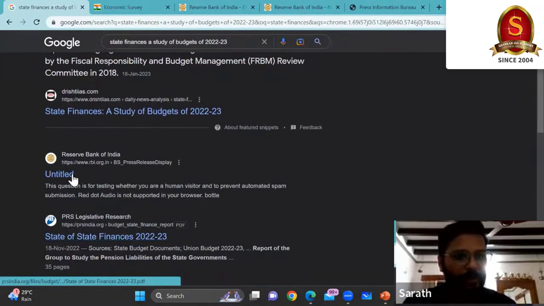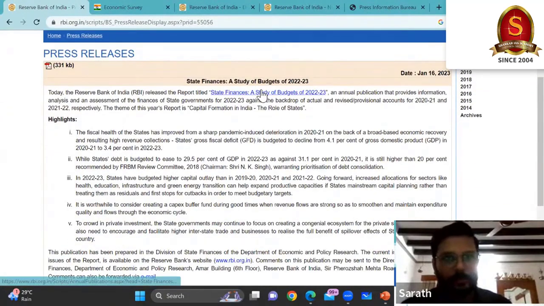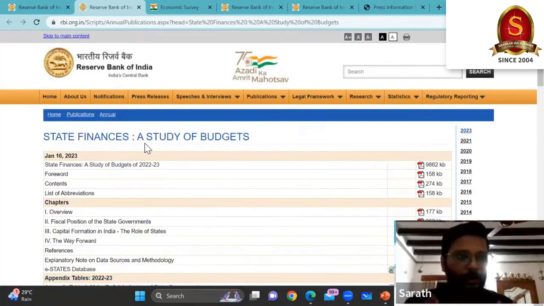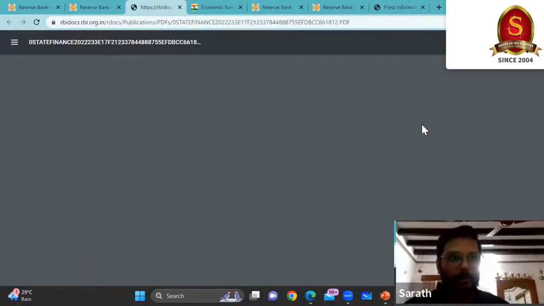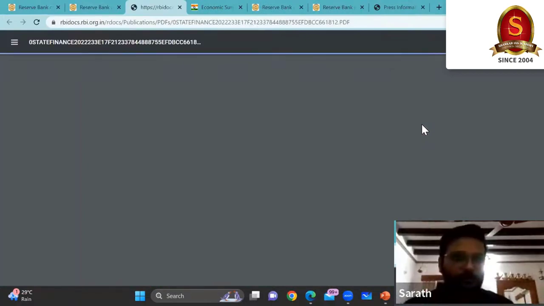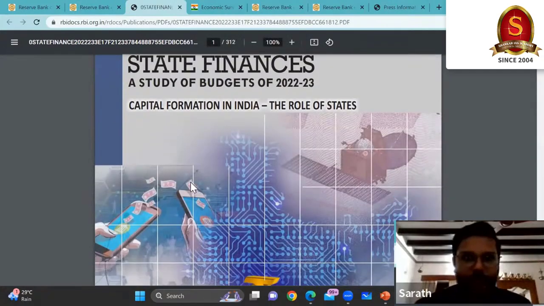For the most recent data on RBI, directly go to whoever publishes it. Go to the document itself. This is where you get the document. From RBI's website, you have the entire document here, State Finances, a Study of Budgets. Okay, you have overview, you have foreword, you have all of those things. Why bother about anything else? Just download, get the entire document. It's taking a little bit of time to load, as you can see. So this is the document.